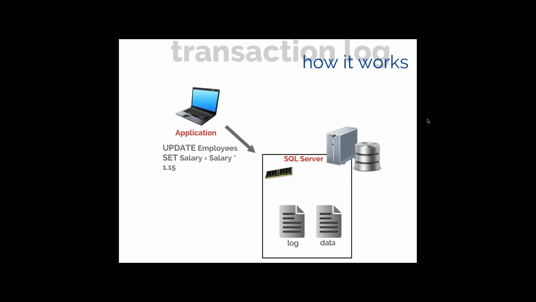Imagine you're sending a statement like update a table, set column equal to column value. What SQL Server does is it first looks at whether or not the corresponding record, or the corresponding page for that record that you're trying to update, is already in memory. If it is, that change will be applied to the in-memory copy of that data.